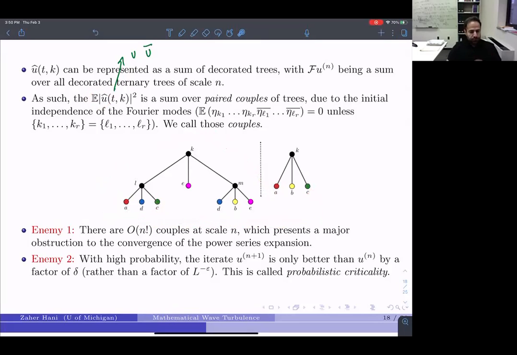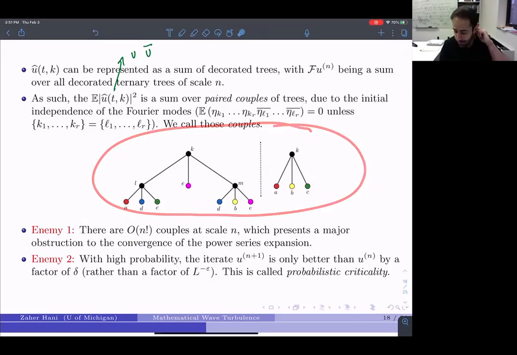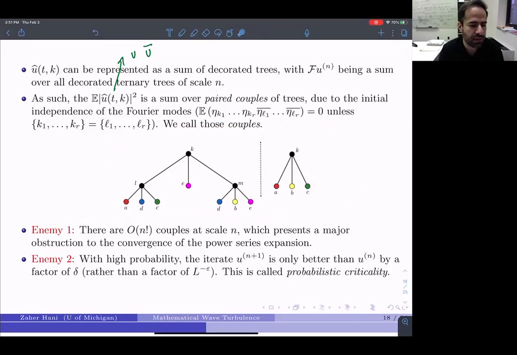So the thing that you want to keep in mind is that this variance can be written as a sum over paired trees. Now there are 2 enemies that one has to overcome. The first enemy is that there is a factorial number of such couples. There is a factorial number of such diagrams, and this is a major obstruction to proving the convergence of this power series.